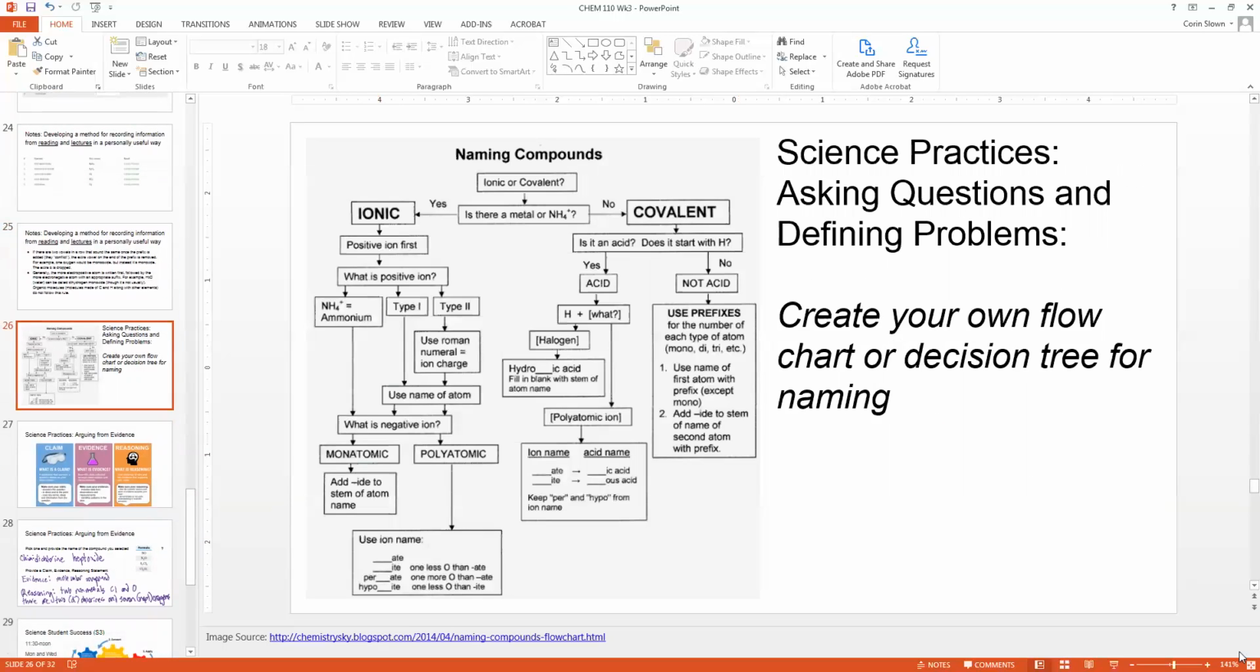So here is my recommendation. This is an example of a flowchart or a decision tree for how to name compounds. I highly recommend that you create your own. Use colors, use symbols, use boxes, use arrows. Create your own flowchart or decision tree for naming. You're going to use this on Wednesday's quiz, so it's to your benefit to take time to make sense of that flowchart.